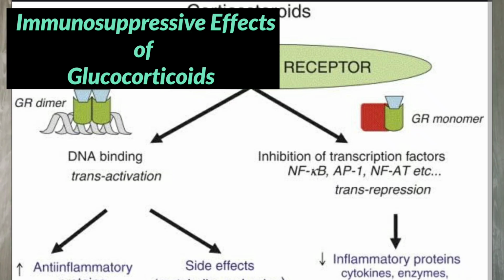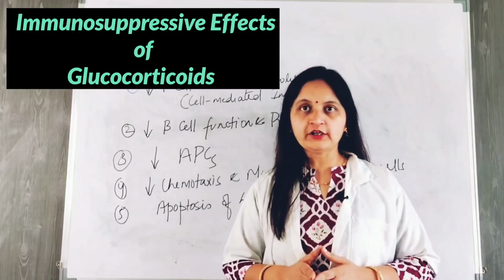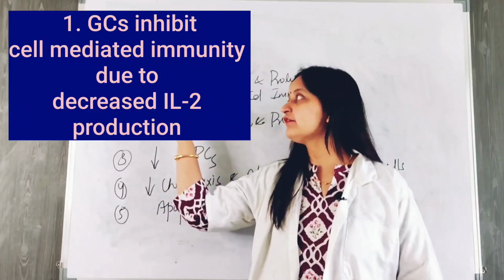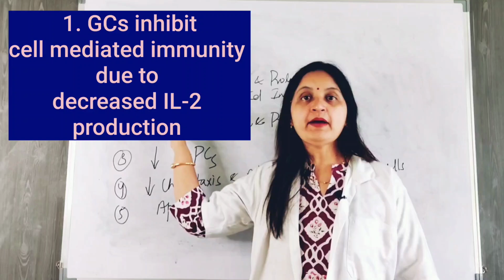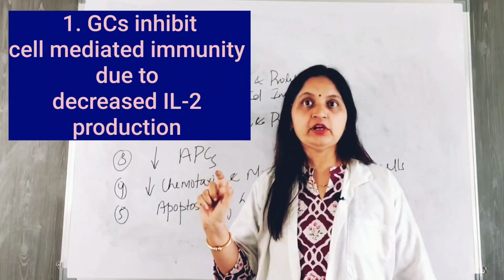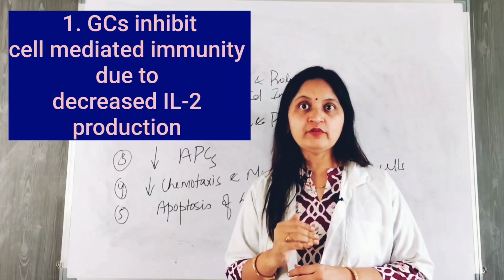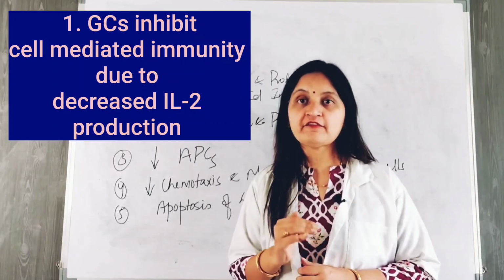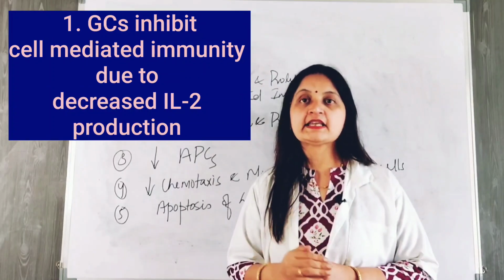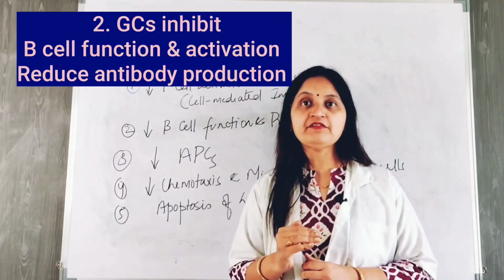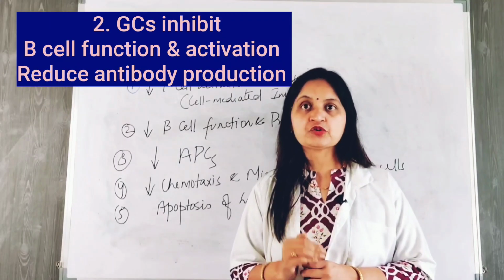Now let's discuss the immunosuppressive effects of glucocorticoids. Firstly, glucocorticoids inhibit T cell activation and proliferation, thereby inhibiting cell-mediated immunity. So by decreasing the production of the cytokine interleukin 2, which is responsible for proliferation and function of T lymphocytes, the cell-mediated immunity is decreased, and the T cell proliferation and activation is reduced.